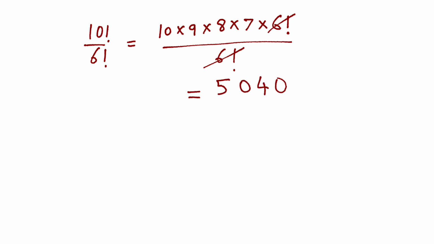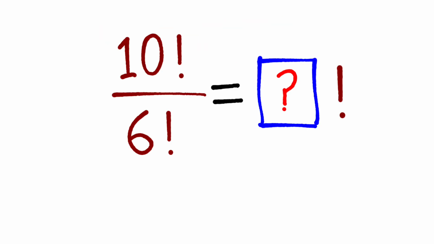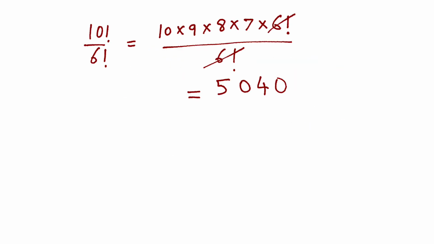5040. But in the question, what do you see? We have to find the solution in terms of factorial. So the answer should be in factorial. And if we find the multiplication, this is the number we found as the answer, it is very difficult to find the factorial of it. Okay, so what is the way to find directly the factorial? What do we do here?